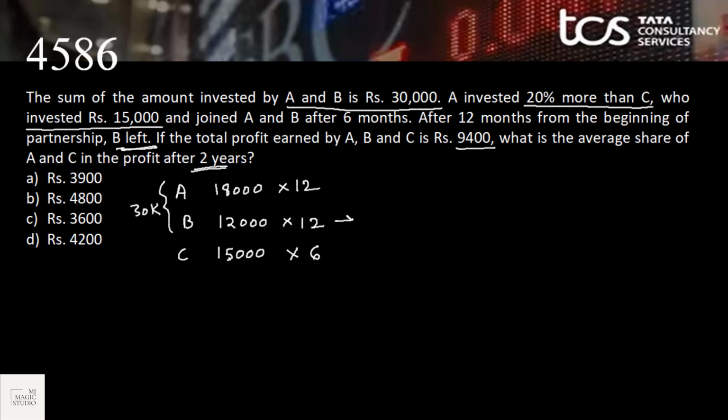That means his weighted investment would be 12,000 into 12 only. A was there for the full 2 years. C was there only for 6 months in the first year, but 12 months in the next year. That means his weighted investment will get multiplied by 6 plus 12, that is into 18. So 24 into 18 is 432. I'm deleting these 3 zeros for the ratio. 12 into 12 is 144, and 18 into 15 is 270. So this is the ratio of investment, and in this ratio, profit would be divided.